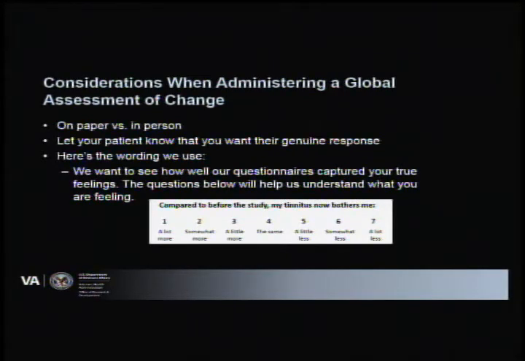It can be hard for somebody who's been working with you for a long time to say, nah, I don't really think I'm doing any better than I was before. So we're just trying to make it as easy as possible for people to tell us what they really think.